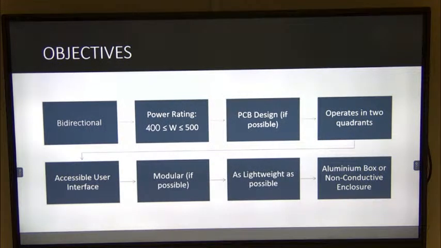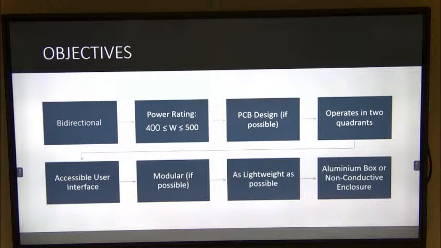Regarding the objectives of the project, obviously we need it to be bidirectional, have a suggested power rating between 400 and 500 watts, a PCB design if possible, and have it operate in 2 quadrants. By that we mean that the voltage is maintained positive, but the current can be negative or positive.